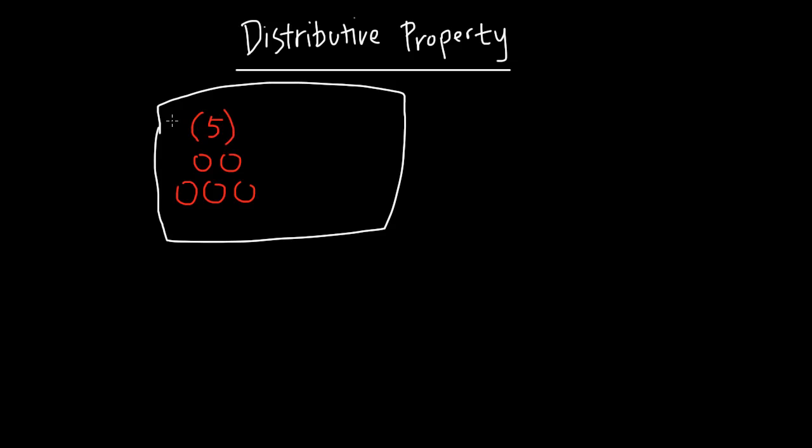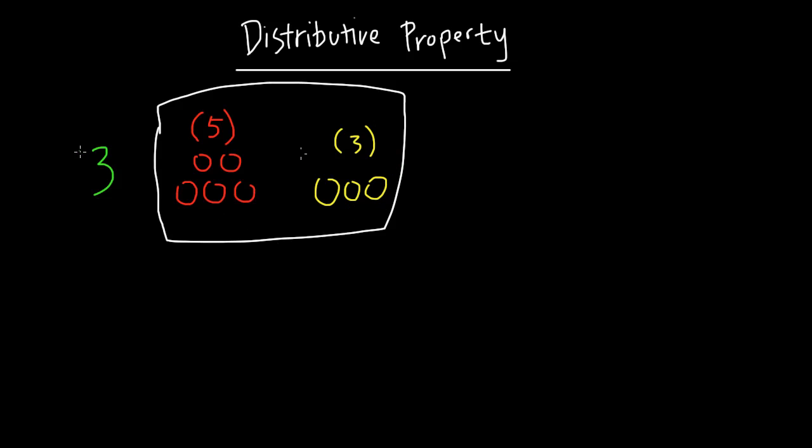But along with the 5 apples, I also have 3 lemons. And if I have a box of 5 apples and 3 lemons, let's say I have more than one box of this very same combination. Let's say I have 3. So if I have 3 boxes of this combination of fruits, how can I figure out how many apples I have total and how many lemons I have total?